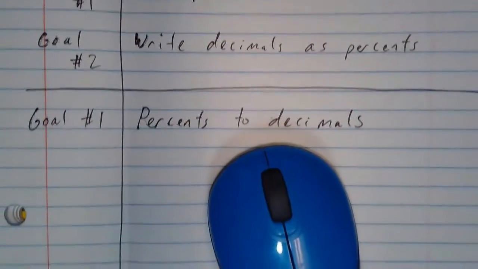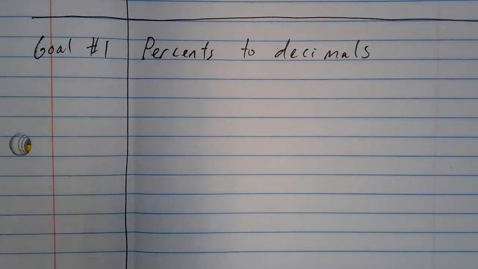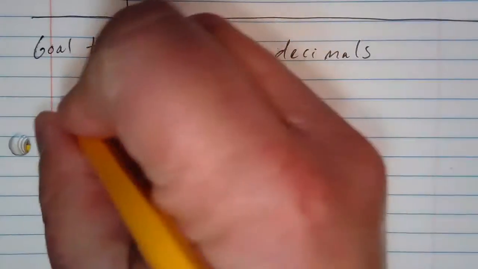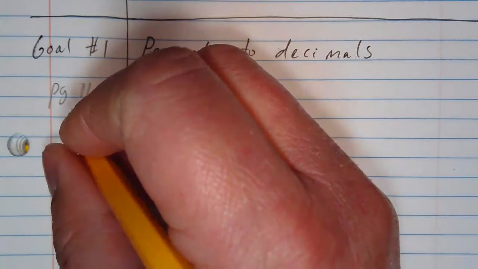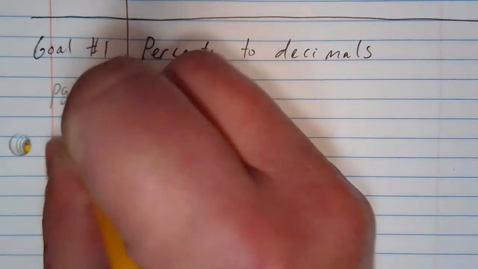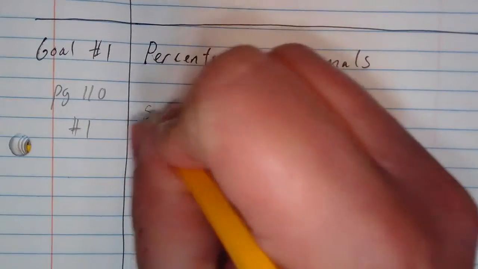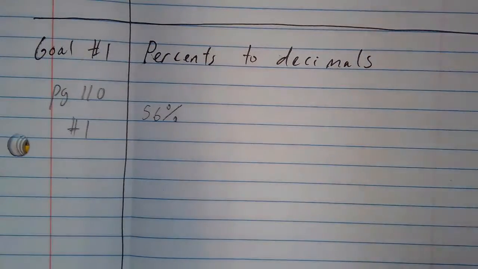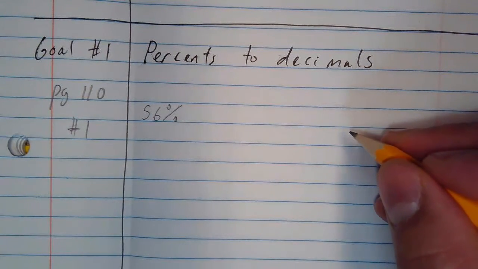All right, so let's look at the first goal, changing percents to decimals. The best way to learn it is to do it, so here we go. Looking at page 110, example number 1, they give you 56%. Okay, easy peasy. The goal is to have it turned into a decimal number.